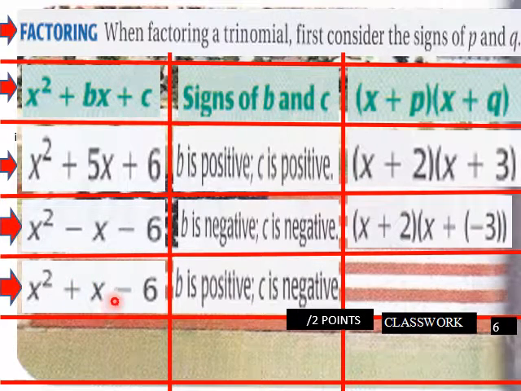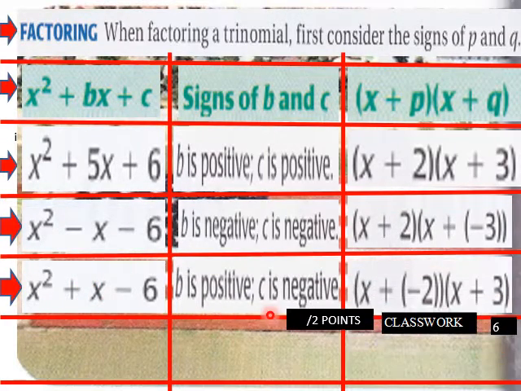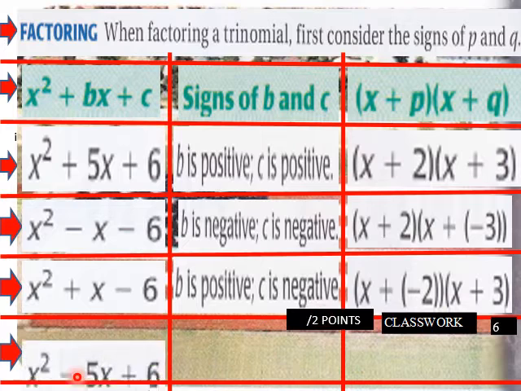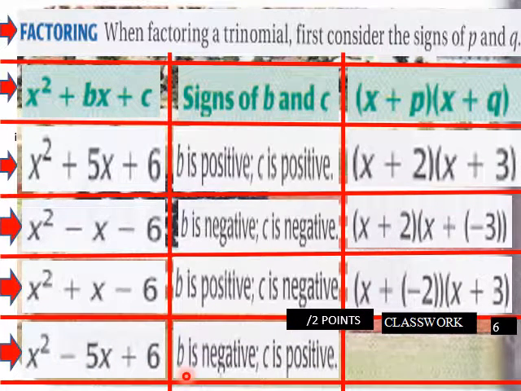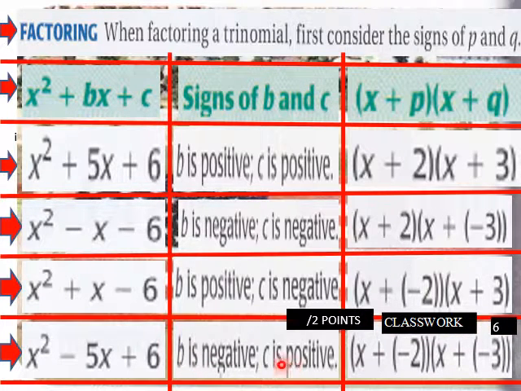Then x squared plus x minus 6. b is positive, c is negative, so you have this situation here, x plus negative 2 times x plus 3. That would satisfy that. And then x squared minus 5x plus 6. b is negative, c is positive, so in that situation it would be x plus a negative 2 times x plus a negative 3. b is negative, so both p and q would have to be negative, and c would be positive, so that would work there.